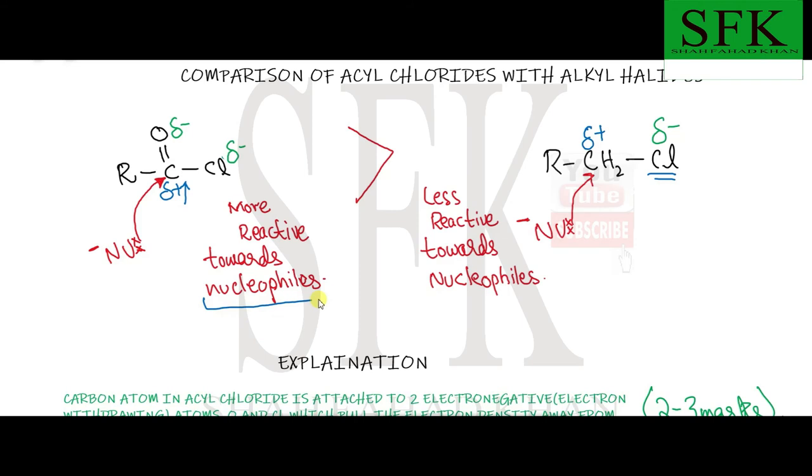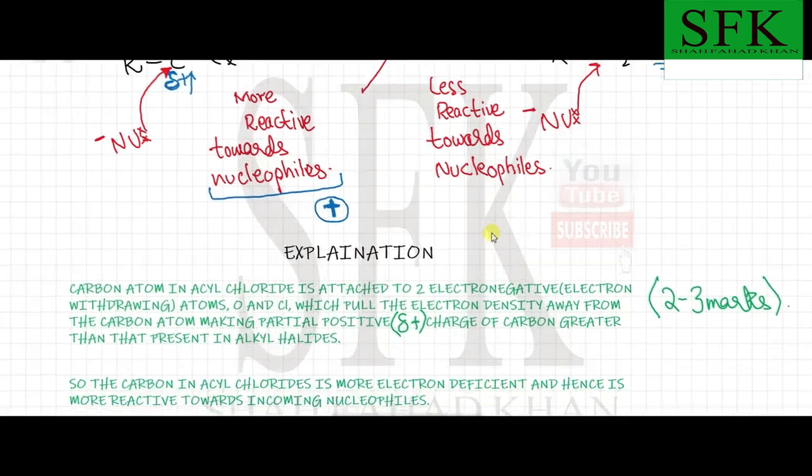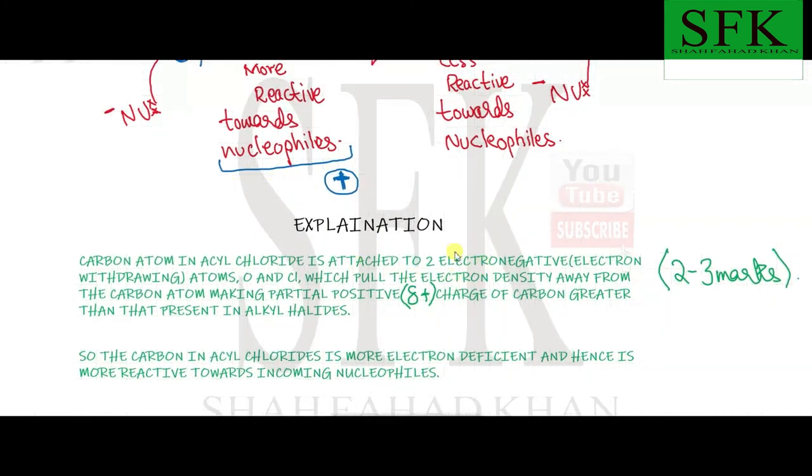Nucleophile is any species which is attracted to regions of positive charge. So if nucleophiles are attracted to regions of positive or partial positive charge, the partial positive charge over here in acyl chlorides is a lot more as compared to the alkyl halide. So the nucleophile is more likely to attack the acyl chloride, and hence it is more likely to react with the acyl chloride. Therefore acyl chlorides are more reactive towards nucleophiles because there are two electronegative atoms attached to the carbon atom, and the magnitude of the partial positive charge is much more in acyl chlorides compared to alkyl halides.